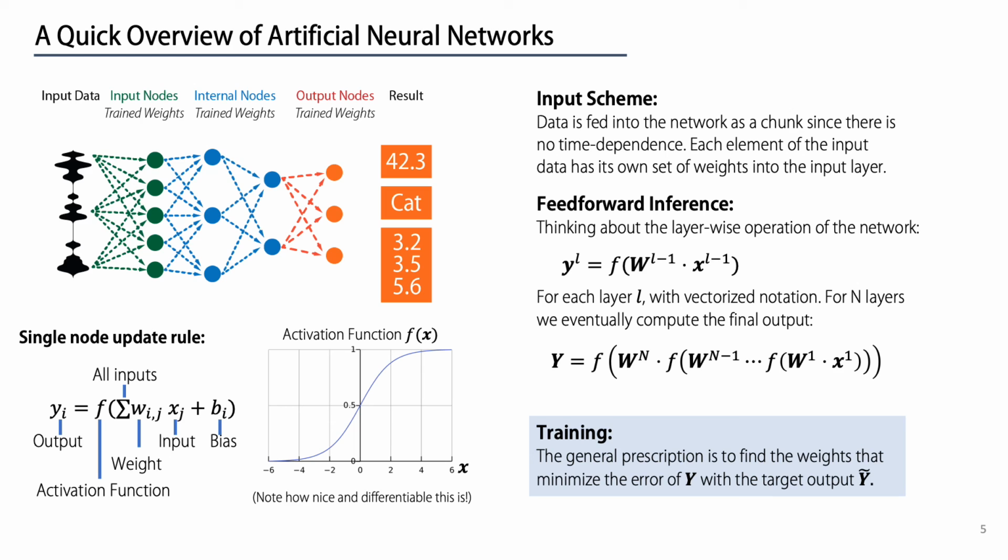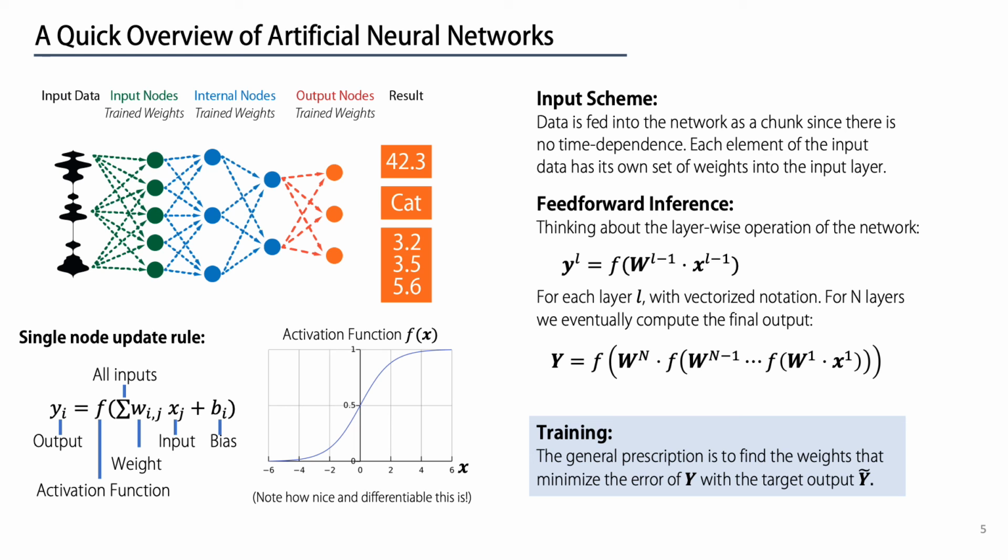A schematic of an artificial neural network, one of the feed-forward variety, is shown on the top left of the slide. Data is fed into this network in parallel and passes through a number of different layers. An input layer in green, one or more hidden layers in blue, and an output layer in orange, which produces the results, whether that's a scalar, a vector, or some sort of a categorical variable.